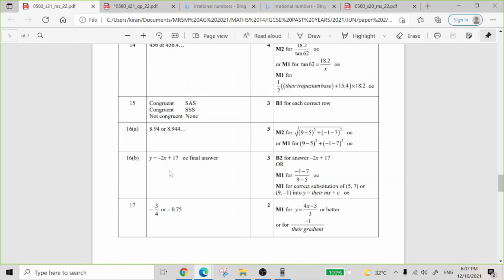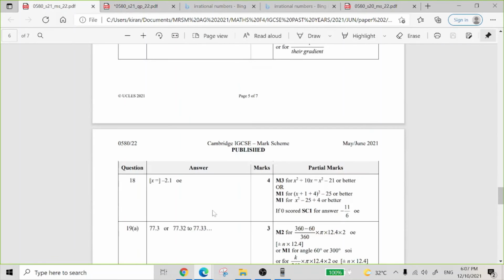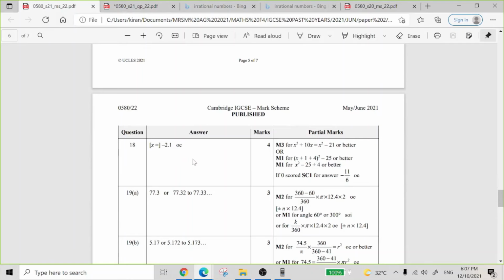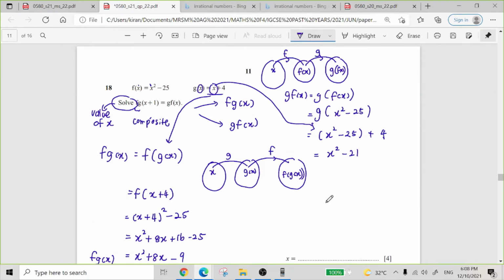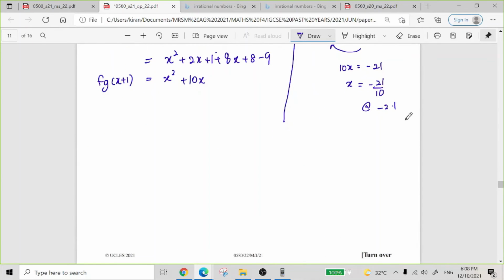Okay, that one is the answer for question number 18, negative 2.1. A bit tricky for this part. Mungkin ada jalan yang lagi mudah. Boleh tengoklah. Jalan yang lagi mudah yang awak boleh buat ialah awak dapatkan dulu gx plus 1. Nak tengok, kita tunjuk je lah method yang mudah. Another method.